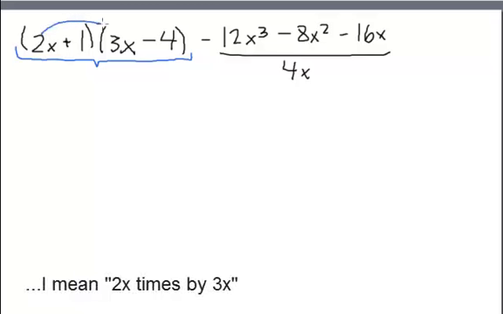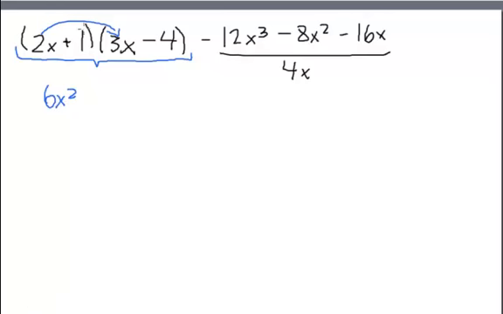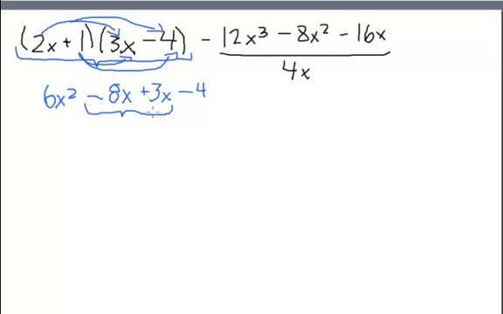So I have 2x times 3x, that's going to be 6x². 2x times negative 4, that is negative 8x. Then 1 times 3x, that's positive 3x. And 1 times negative 4, which is negative 4. Now I've multiplied it out.